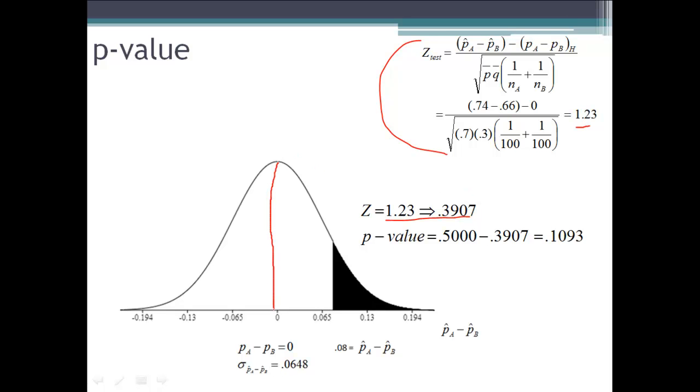That will be this area. That's 0.3907. Here's our p-value, and that will be 0.5 minus 0.3907, or 0.1093.